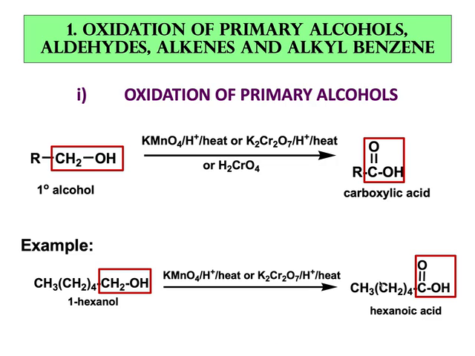First, by oxidation of primary alcohol, aldehyde, alkenes and alkyl benzene. First, oxidation of primary alcohol. This is the general equation: how to produce the carboxylic acid from the primary alcohol, by reacting with this reagent. Here is an example for the preparation of carboxylic acid: 1-hexanol reacts with this condition and reagent and produces this carboxylic acid.